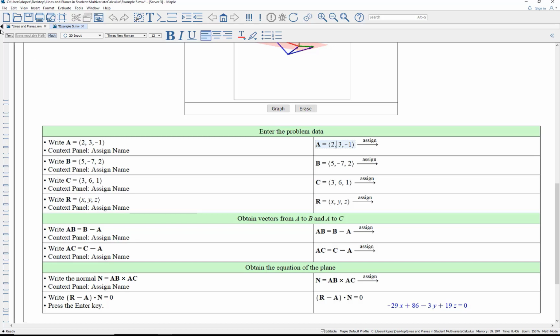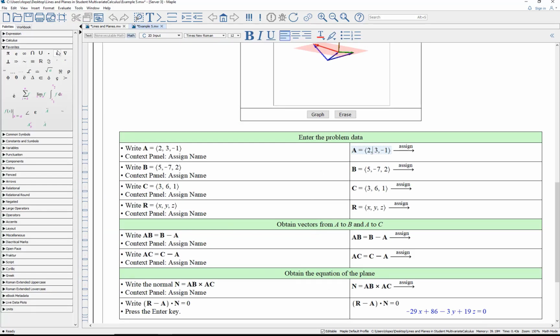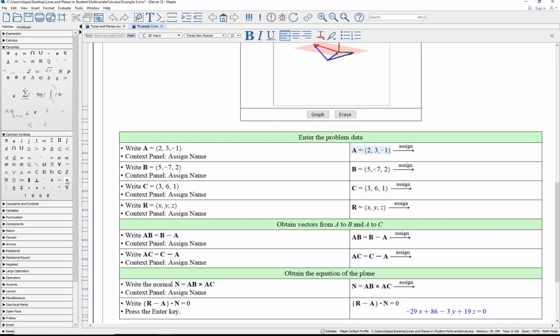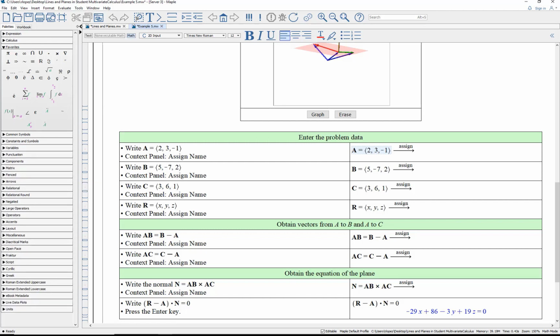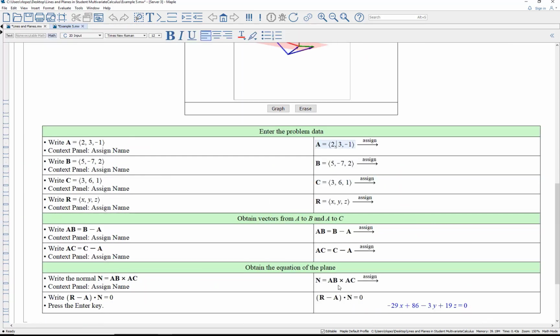Cross product, I'll remind you, here I'll show you cross product. I've got a cross product symbol in my favorites palette. I got it from Common Symbols. You find it here. You right click, add to favorites, populate your favorites palette if you like. Again, assign name. That does the cross product and assigns it to n, and then the vector equation of a plane. R is a position vector to xyz. 1 point, I picked A. This vector has to be orthogonal to the normal, so the dot product has to be 0. That gives you the equation of the plane.